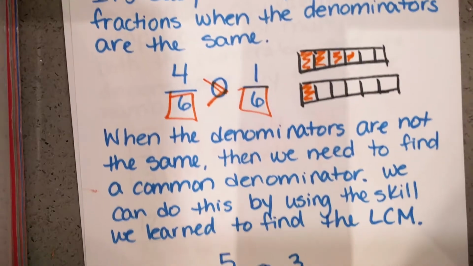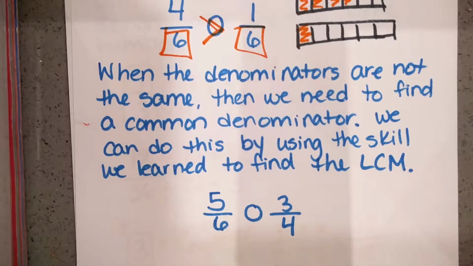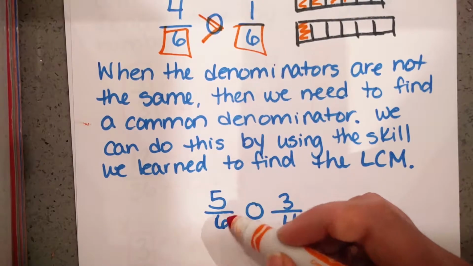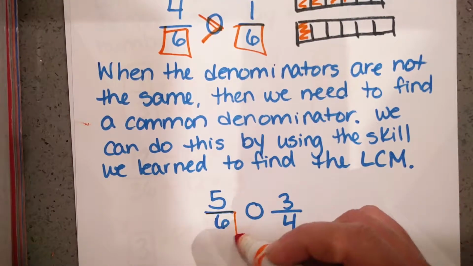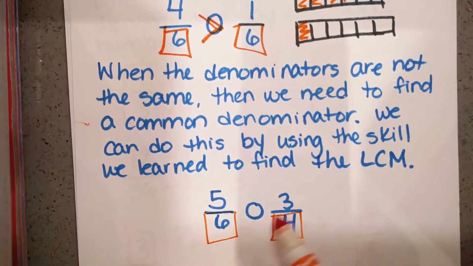What about if the denominators are not the same? Well, then we have to find the lowest common multiple. And you learned about lowest common multiple in the last chapter, how to find the lowest common multiple. Now, the numbers that we want to find the lowest common multiple of, between 5/6 and 3/4, are the denominators. Because the best way to be able to compare two fractions is to have the denominators the same.